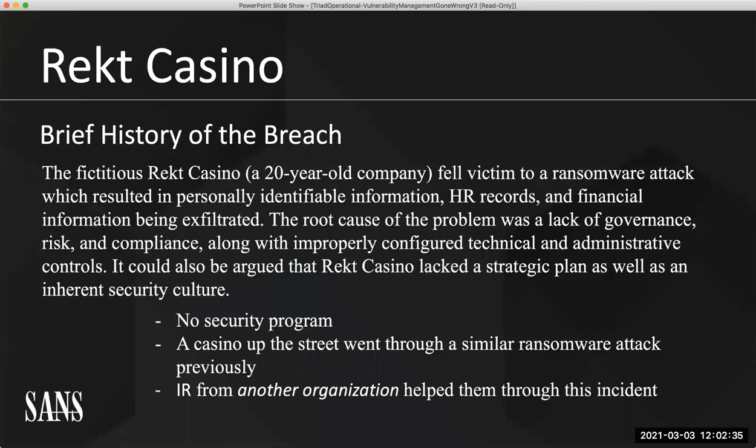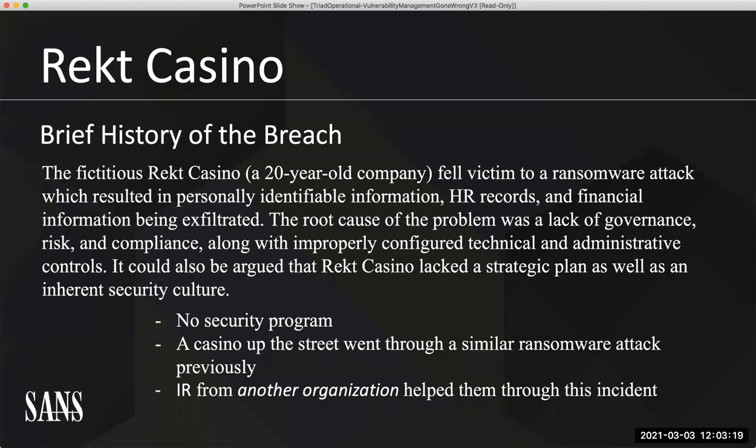For those of you that may not have seen the blog posts about Rekt Casino, there are blog posts out describing a lot of information about what happened here and the basis for the breach, as well as the conversations we're having. But here's a brief rundown for those that haven't seen those blogs on the SANS website. It is a fictitious company, about 20 years old, and they fell victim to ransomware. All kinds of information got leaked, be it PII, HR, all kinds of stuff left the company. And they found out about some major problems inside the organization.